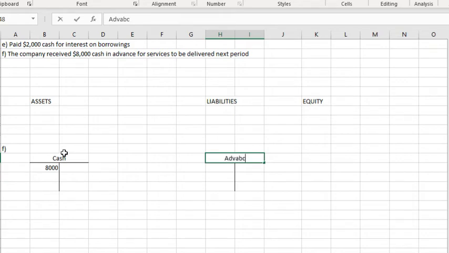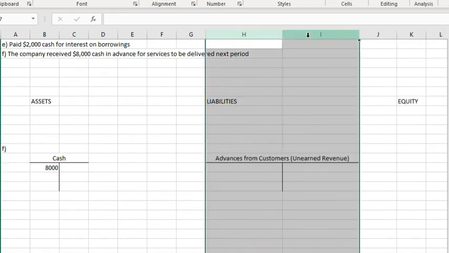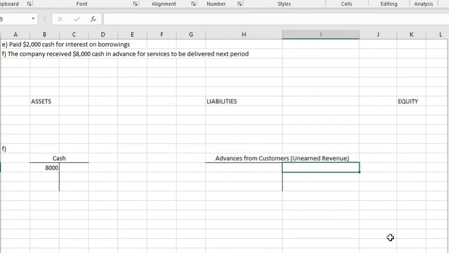Advances from customers, also known as unearned revenue, that's a liability. Unearned revenue, that's going to increase by $8,000.